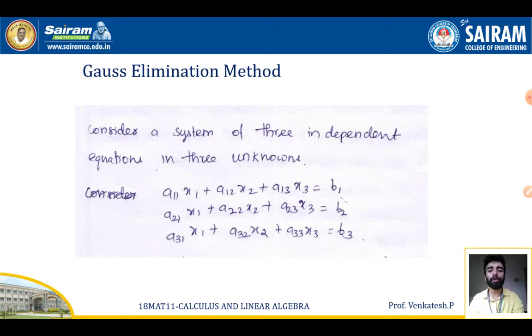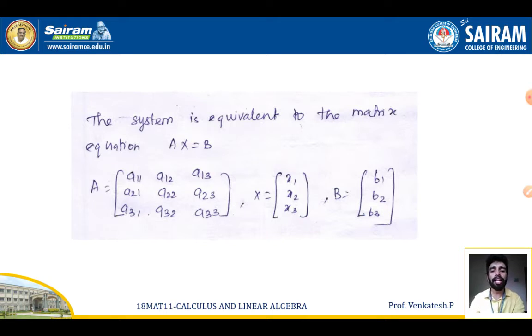So from this system of equations I am going to write the system in matrix form, that is AX is equal to B form, where A will be a coefficient matrix and X and B will be column matrices. Now we'll see how to get the coefficient matrix A, X as well as B. From the previous system of equations I can get the matrix A is equal to a11, a12, a13, a21, a22, a23, a31, a32, a33. X will be equal to x1, x2, x3. B is equal to b1, b2, b3.